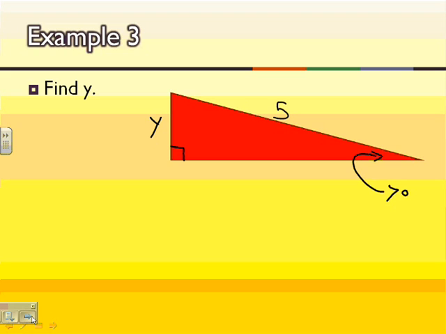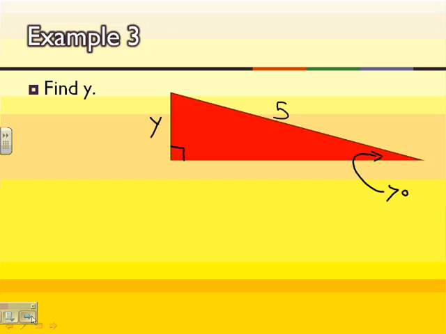So we've got a right triangle. I know the hypotenuse. I don't know either leg, but I know an angle. Could we have solved this before? Could we have used the Pythagorean theorem? Why not? Yeah, we only know one thing. I don't know another leg, so I can't do that.